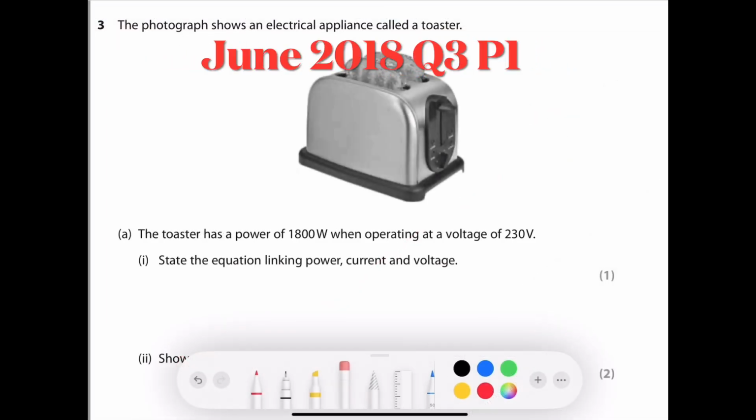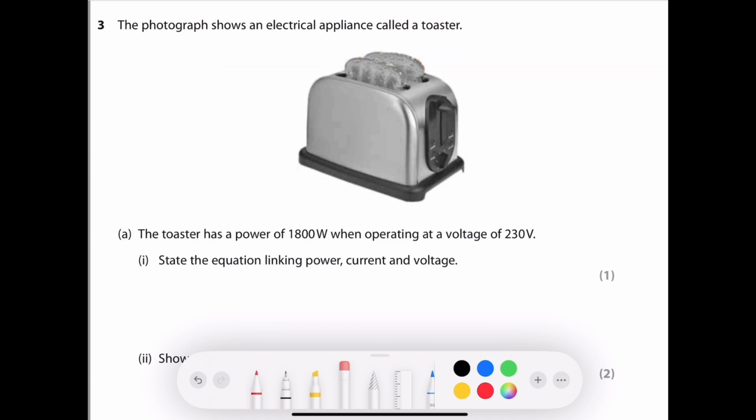Question 3, the photograph shows an electrical appliance called a toaster. In part A, the toaster has a power of 1800 watt when operating at a voltage of 230 volt. State the equation linking power, current, and voltage. The correct answer is power equals electric current times voltage.